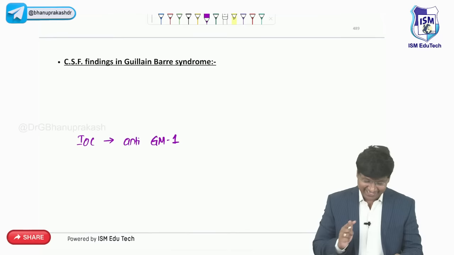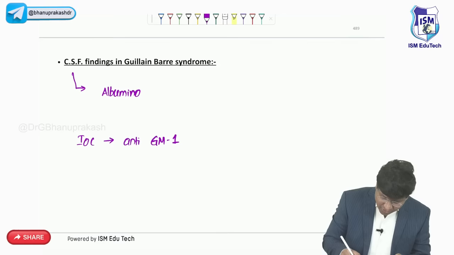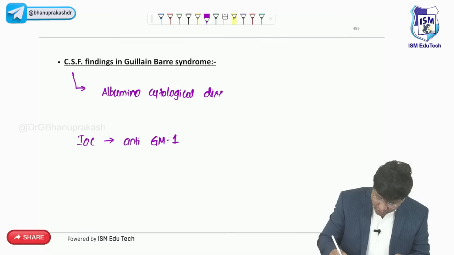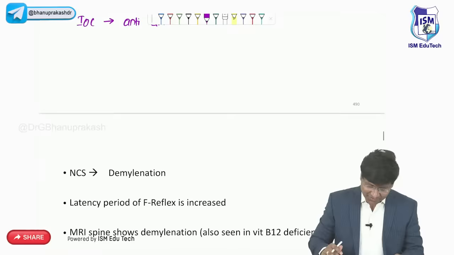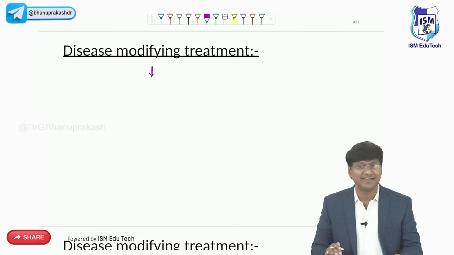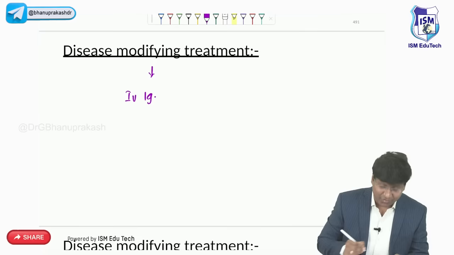Okay, right. And what will be the CSF finding in patients with Guillain-Barré syndrome? You have a classical picture that is called albumino-cytological dissociation. Right? Albumino-cytological dissociation. That will be the CSF picture in patients with the Guillain-Barré syndrome. And investigation of choice is what? Anti-GM1 antibody. And next you need to know, what is the drug of choice? So can anyone tell me, what is the drug of choice in these patients with the Guillain-Barré syndrome? The drug of choice in case of Guillain-Barré syndrome will be intravenous immunoglobulin. That will be the drug of choice.